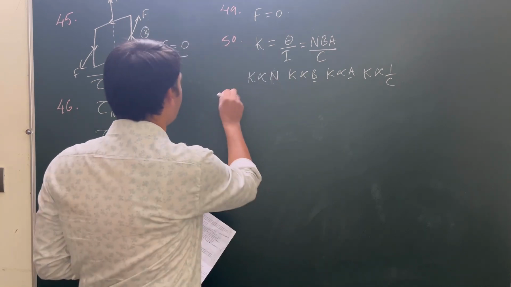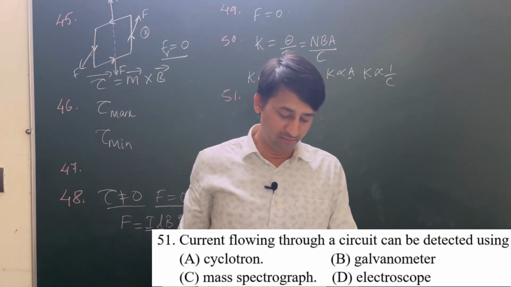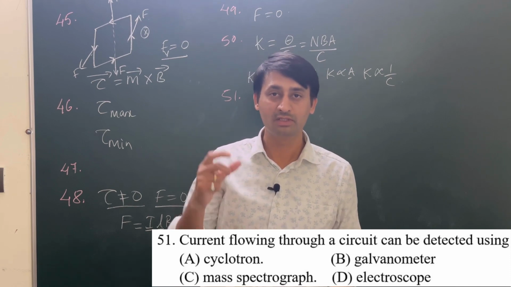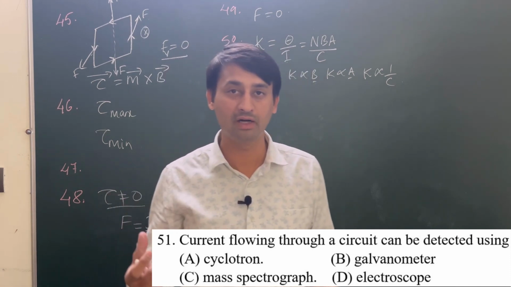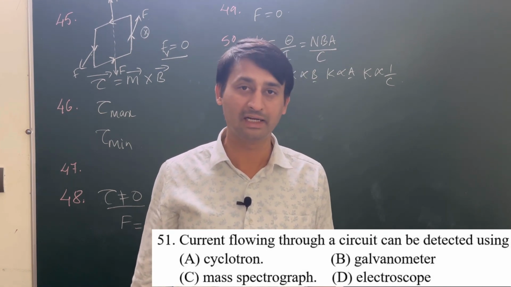Next question number 51. Current flowing through a circuit can be detected using, okay, to detect the current flowing in a circuit we can use a galvanometer. Option B is the correct answer.